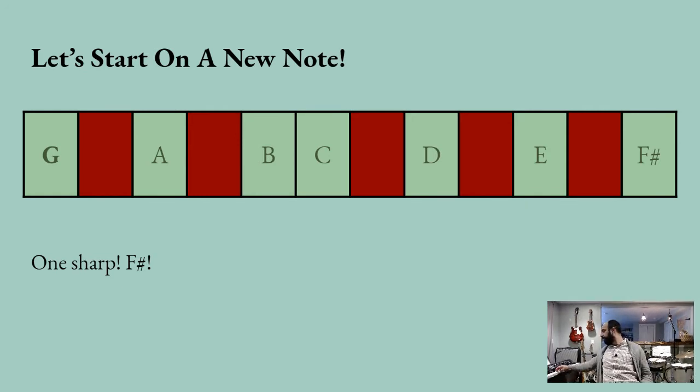1, 2, 3, 4, 5, 6, 7, back to 1. As far as our 8 notes of our scale, G, A, B, C, D, E, F sharp, back to G. If I didn't play that F sharp, it would sound a little weird. Not a bad thing, that gives us our blues sound.